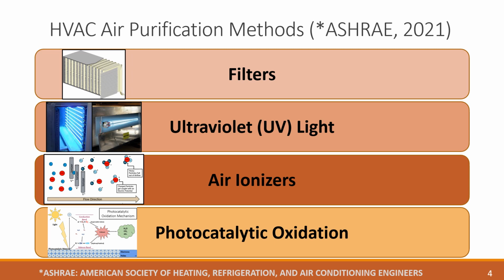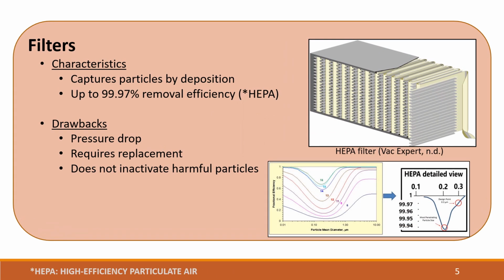ASHRAE lists 4 main methods of purification: filters, UV light, ionizers, and photocatalytic oxidation. Filters are perhaps the most recognized air purification method. The HEPA filter is shown on the right. They capture particles from the air by deposition with up to 99.97% efficiency.